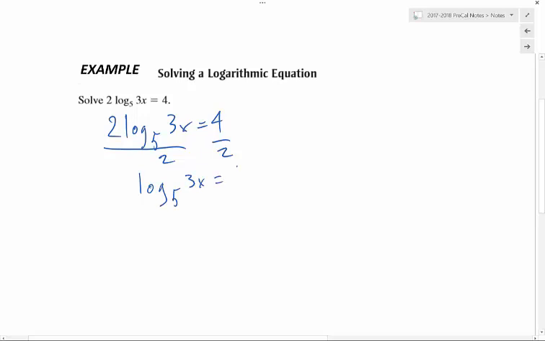Solve 2 times log base 5 of 3x equals 4. First thing I'm going to do, write it out here, divide by 2: log base 5 of 3x equals 2.